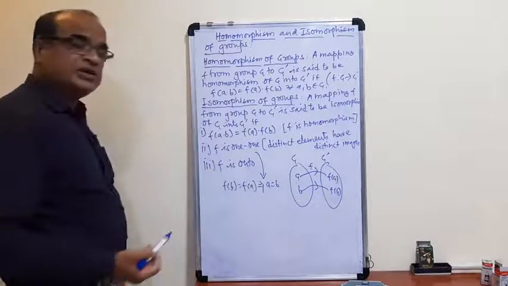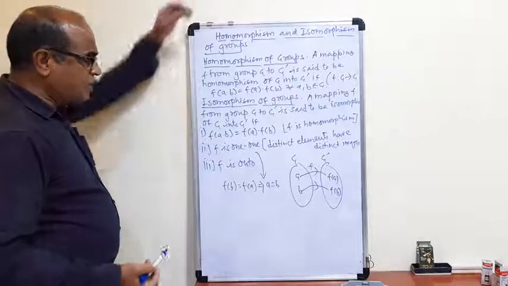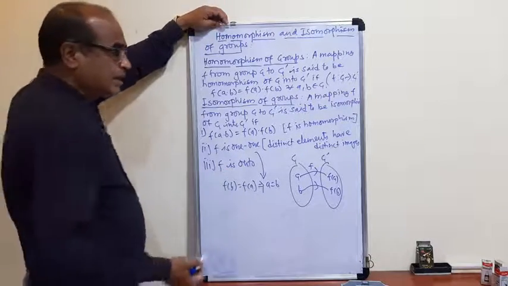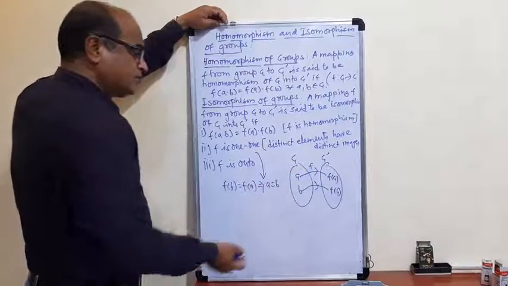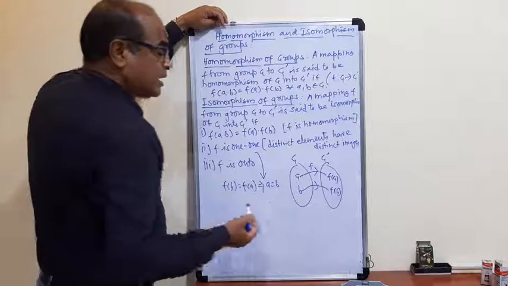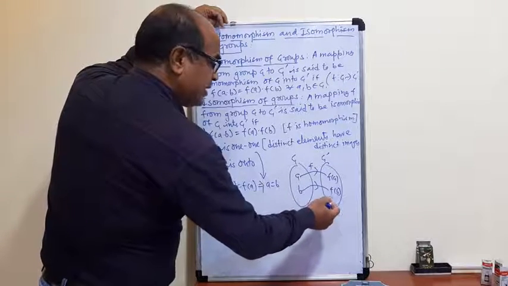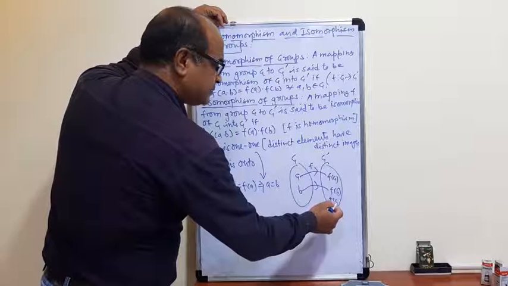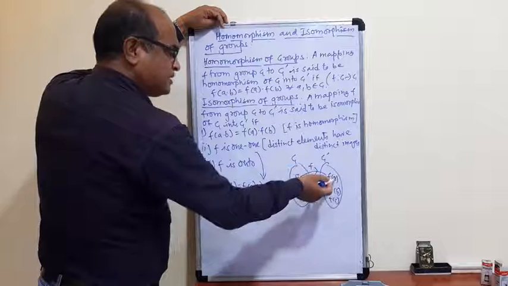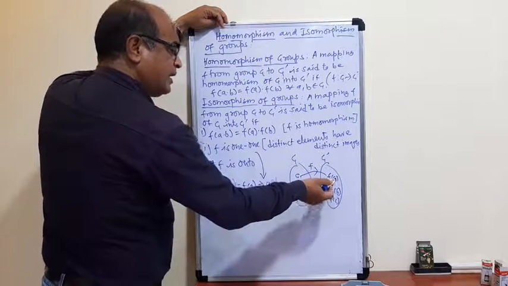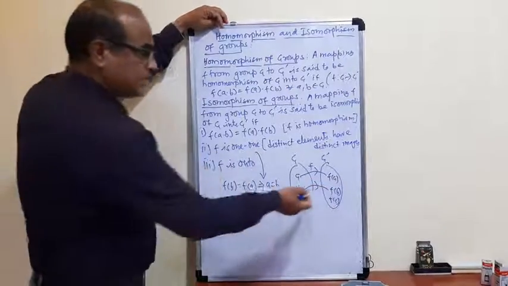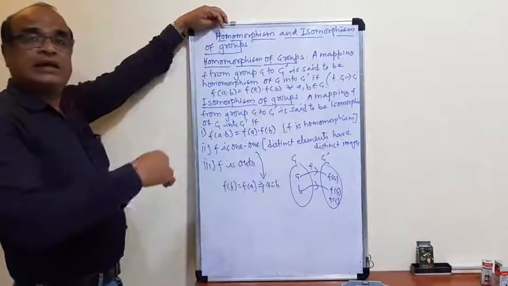So what is an onto function? f is onto means, let G and G dash be groups. This is the domain, this is the range. If we take another element, something like f(c), some elements are there. This is mapping to this, and this is mapping to this. So this element has a pre-image here. This element has a pre-image also. But this element has no pre-images.